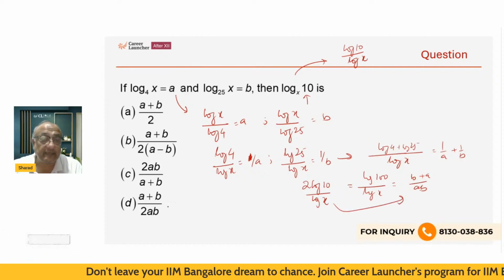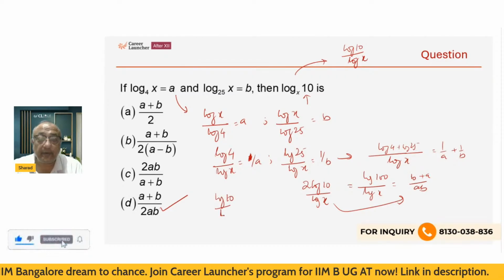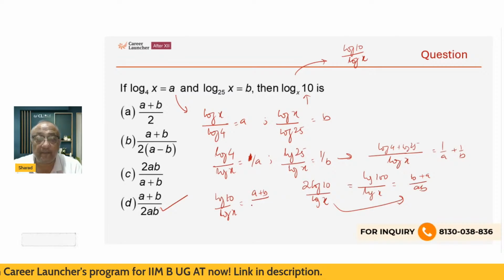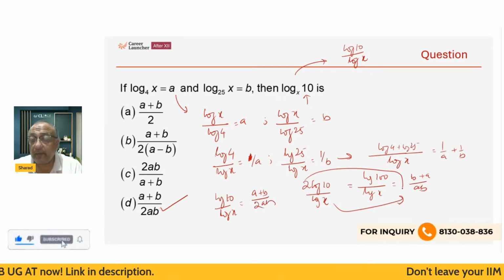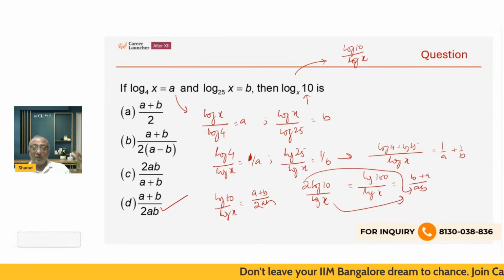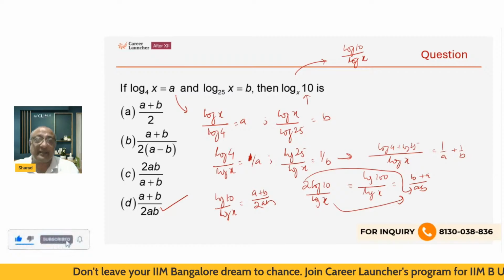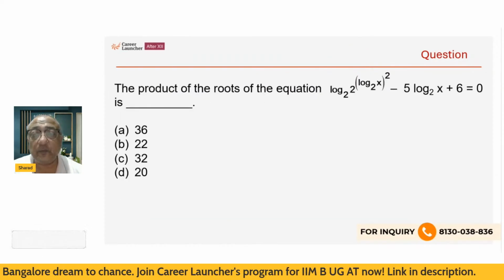Is there any answer like this? Yes. Log 10 by log x is equal to a plus b by 2ab. This 2 will come to this place. So simple. Whenever there are decimal, base 10 logs, we will make it base 10. So this question will reveal itself. The magic will reveal itself.